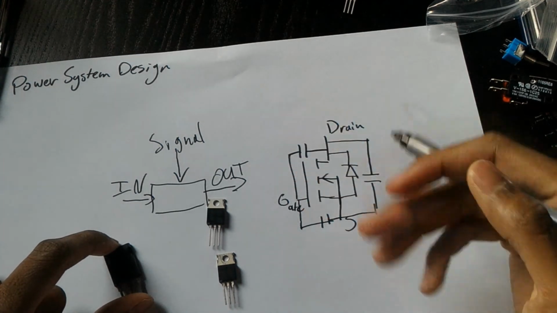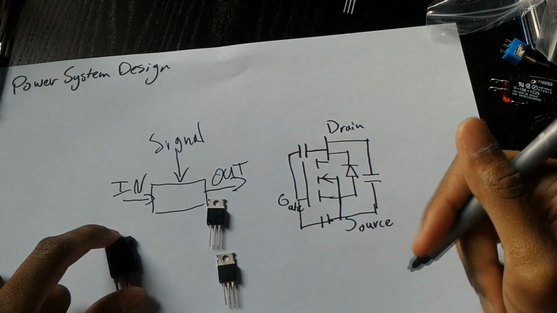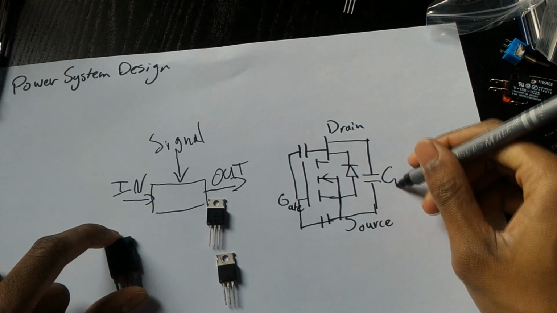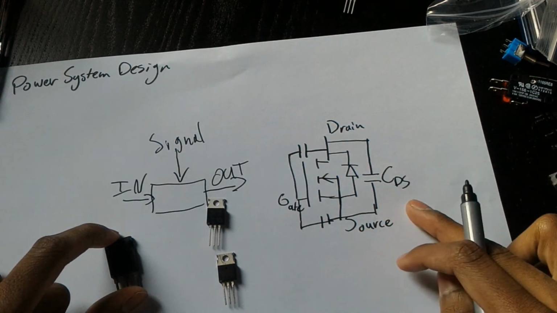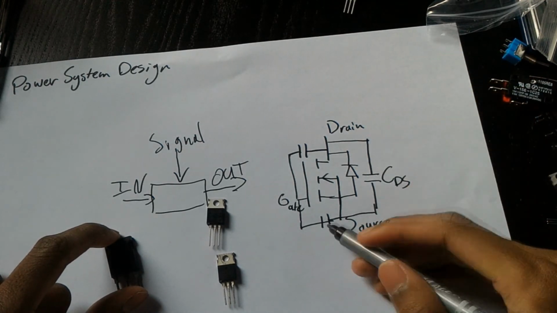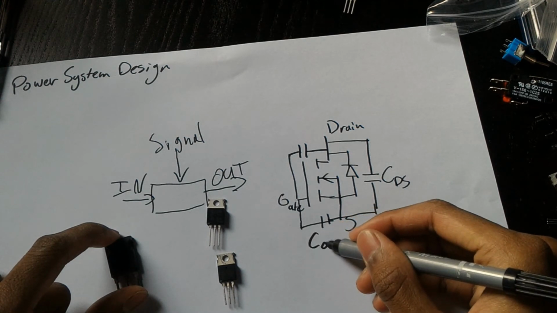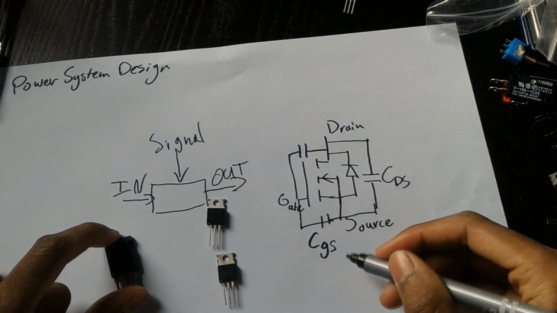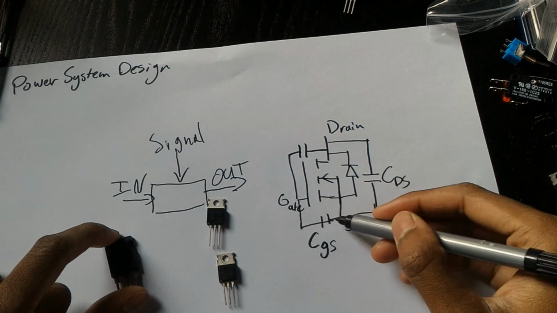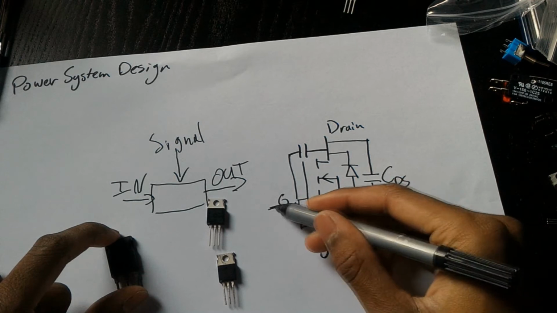And then you get this circuit, which is a lot more complex than what we originally had. This capacitance is CDS, which is drain to source. As you can see, drain to source capacitance. This is the capacitance from gate to source. Simply said, just gate connects to here. If I can draw it.